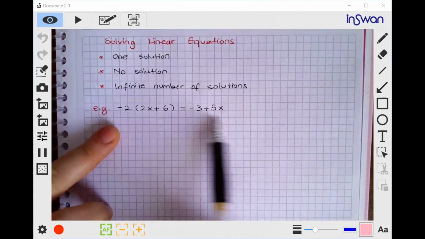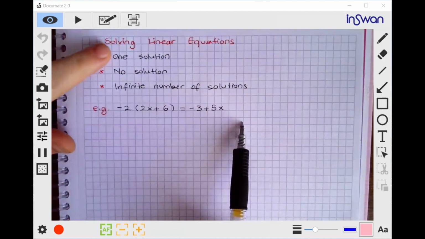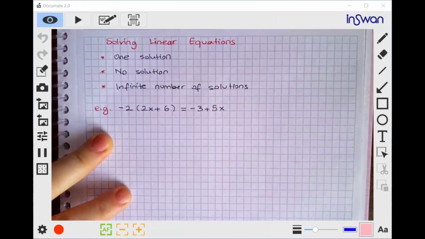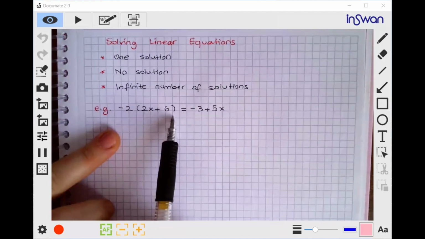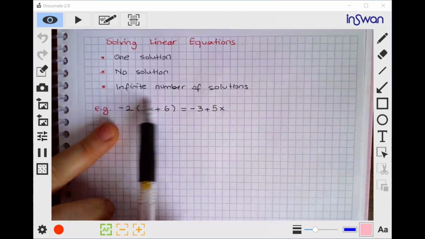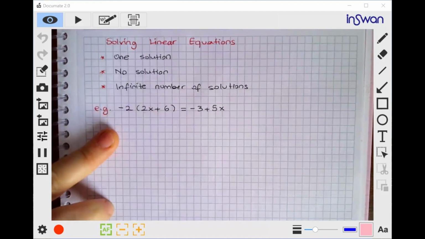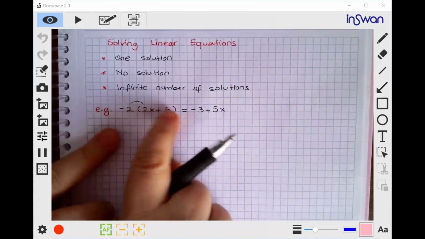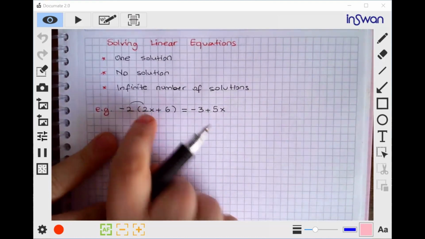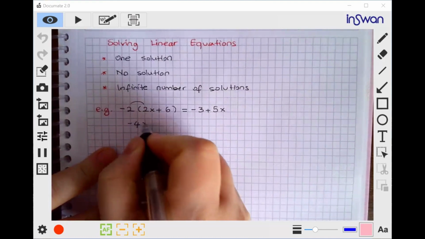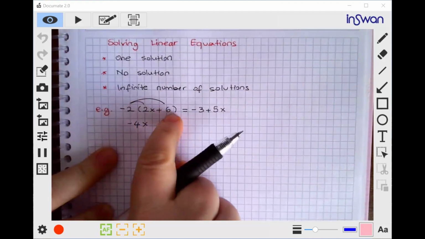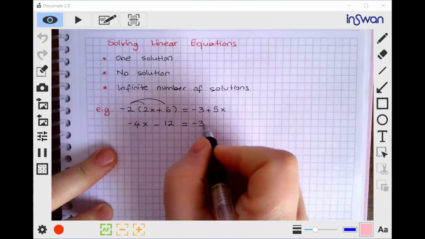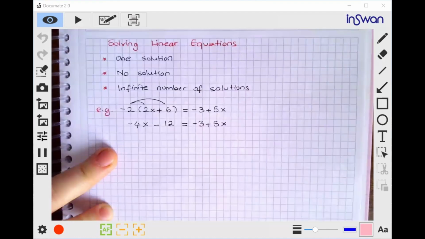Before solving it, we won't understand if there are one, no, or infinite number of solutions. So how do we solve this equation? There is a parenthesis and a number outside, which is multiplied by this parenthesis. So we will start by using the distributive property and distribute this number inside the terms. Negative 2 times 2x equals negative 4x. Negative 2 times 6 equals negative 12. And this equals negative 3 plus 5x.